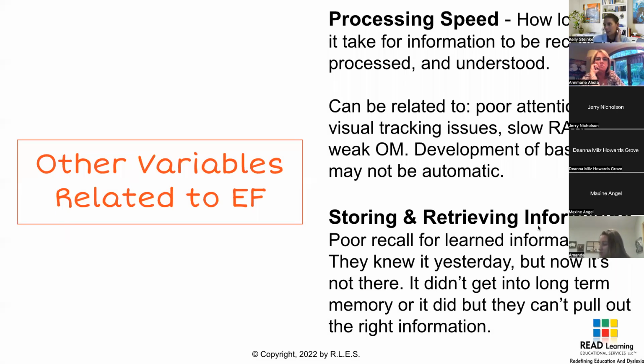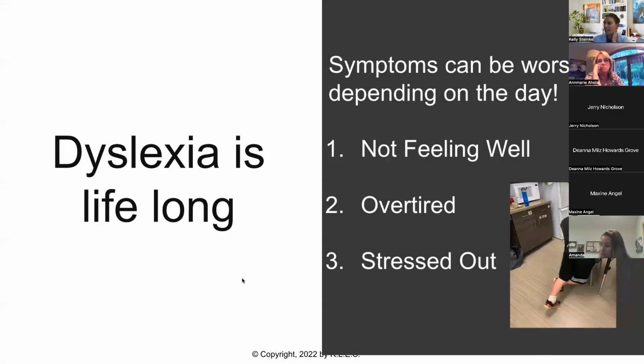Other variables are going to be processing speed and storing and retrieving information. It's kind of the 2 steps forward, 1 step back, 2 steps forward, 1 step back. Some days are going to be better than other days. And in fact, some days can get really rough. This is an actual student in a classroom, and he was having a really, really bad day.